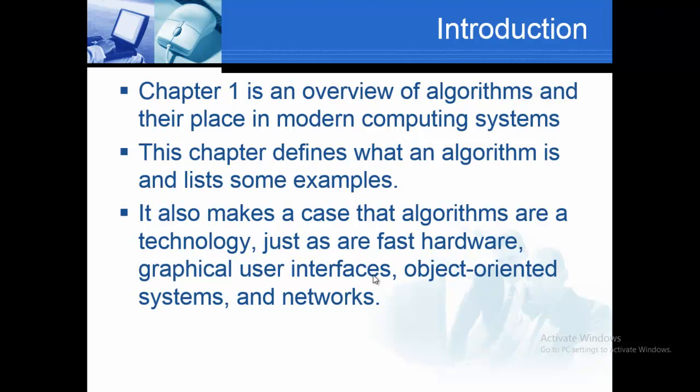It's an overview of algorithms and their place in modern computing systems. We will study algorithms and where we can apply them in modern computing systems, I mean in software development and in different industries. This chapter defines what an algorithm is and lists some examples. It also makes a case that algorithms are a technology, just like fast hardware, graphical user interfaces, object-oriented systems, and networks.